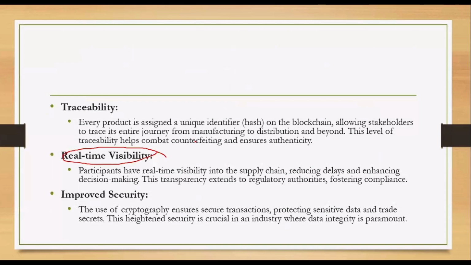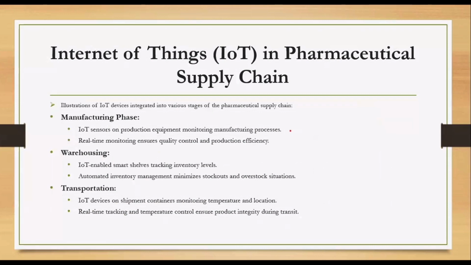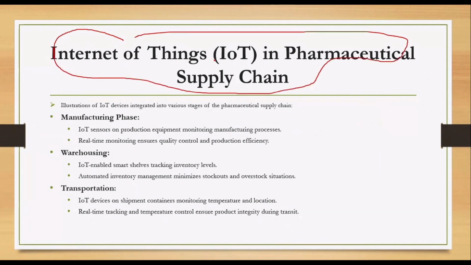These transparencies are now also extended to regulatory authorities, so that there is compliance. Are you really meeting requirements, and if any deviations are happening, you can easily identify them. Then you can see the security is also increasing because of the use of cryptography, which looks at the protection of data, and you can also protect trade secrets in the pharmaceutical industry. All these things are really enabling supply chain efficiency. The Internet of Things: a lot of research has happened on the Internet of Things in pharma. So here, you see three levels: the manufacturing phase, warehousing and transportation.